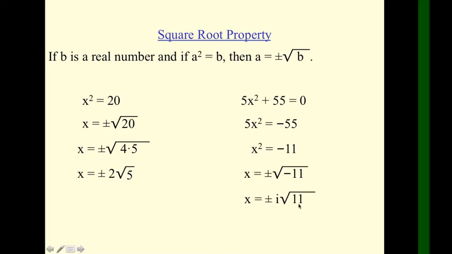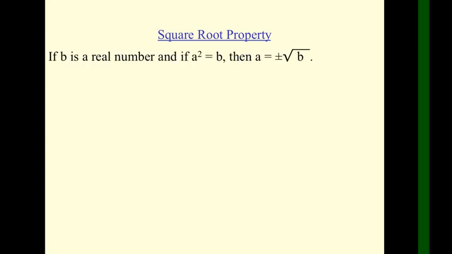We put i here because of the negative number, that's an imaginary number. If b is a real number and if a squared equals b, then a is equal to positive negative square root of b.